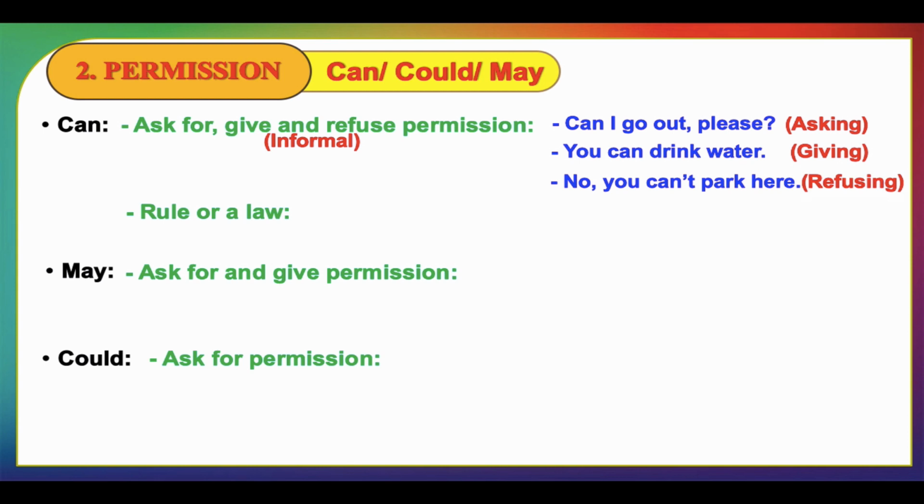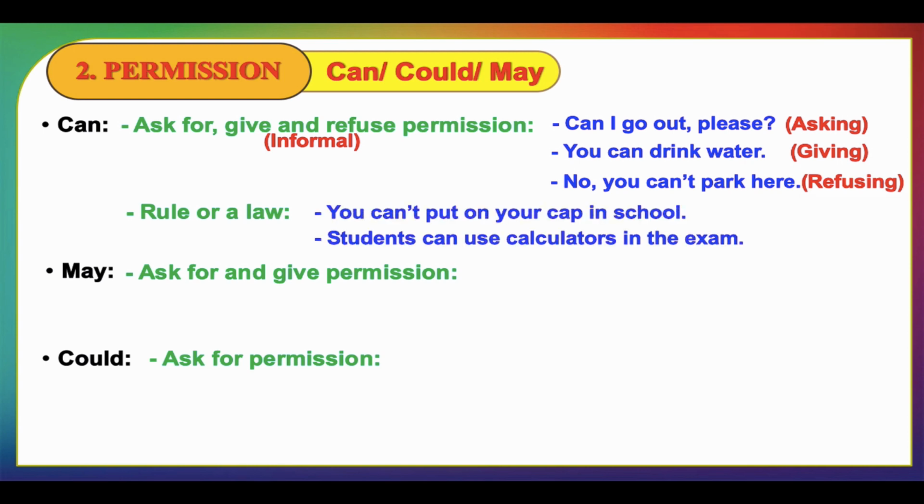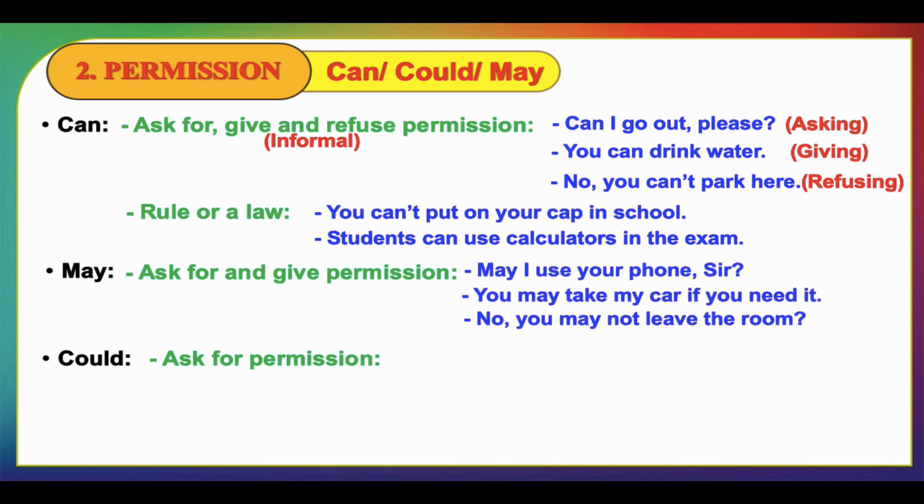For example, when we have a general rule or a law that is made by a person, like you cannot put on your cap in school, or students can use a calculator in the exam. This is a general rule that we decide to be accepted. Here, may asks for and gives permission, and is even used for refusing permission. Let's study these sentences.